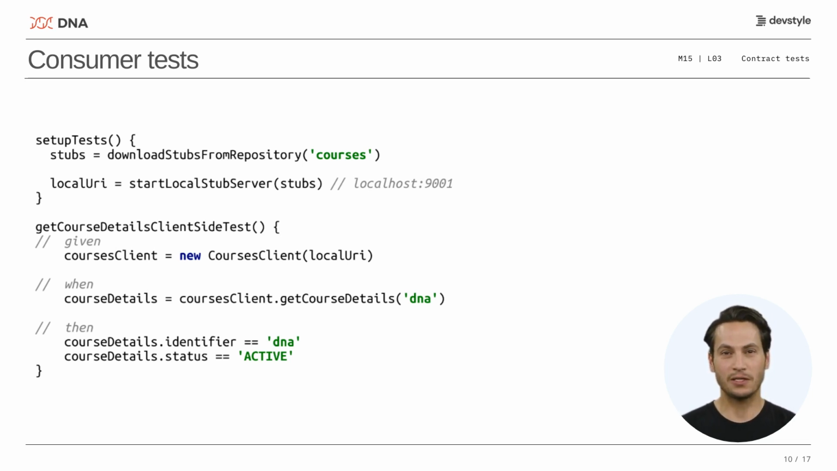It is on this localhost 9001 that it creates the client of the course's application, performs a request for downloading DNA course details, and checks if it mapped the answer correctly: if the identifier, as it is presented on the client side, is equal to DNA, and if the status field is equal to active. Note that we are communicating with a local substitute that always responds correctly, and is not a physical server that may not be available for various reasons or is unstable at the moment.